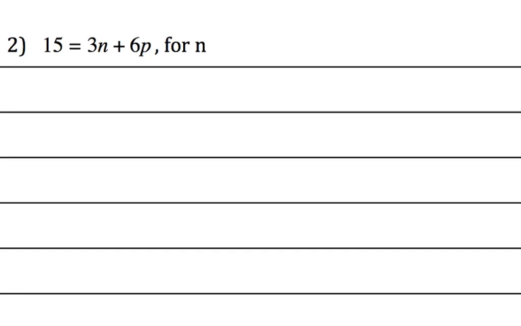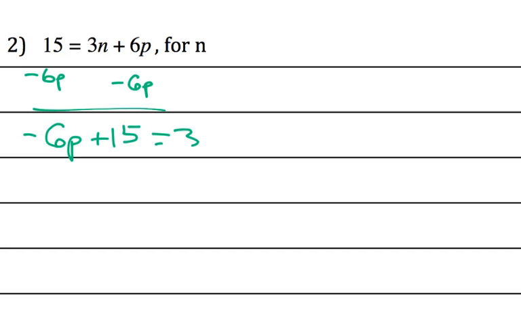Number 2 tells us that 15 is equal to 3n plus 6p, and we're asked to solve this for n. And when I look at this, I see that n is on the right side of the equation. It is not by itself. It has times 3 as well as plus 6p going on. So for us, we're going to start this by subtracting 6p from both sides. If you're comfortable with it, we're going to write negative 6p plus 15 first, the negative 6p, and that will be equal to 3n.